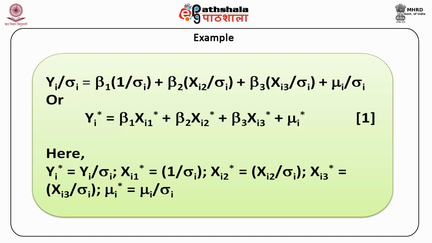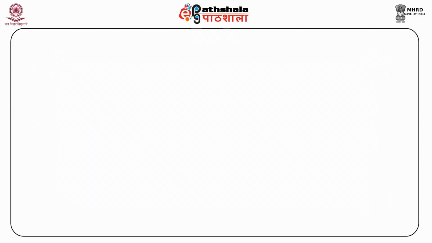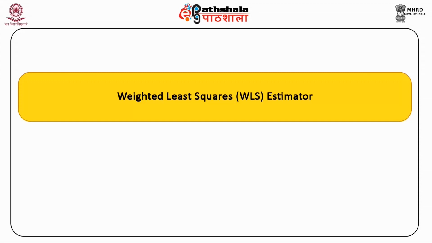This method of applying the OLS estimator to the transformed model is called the GLS estimator. That is, run an OLS regression of y star on x1 star, x2 star, and x3 star. Note that the transformed model does not include an intercept term in the regression. The weighted least squares estimator is the OLS estimator which is applied to a transformed model after multiplying each term on both sides of the regression equation by the weight, denoted by Wi.